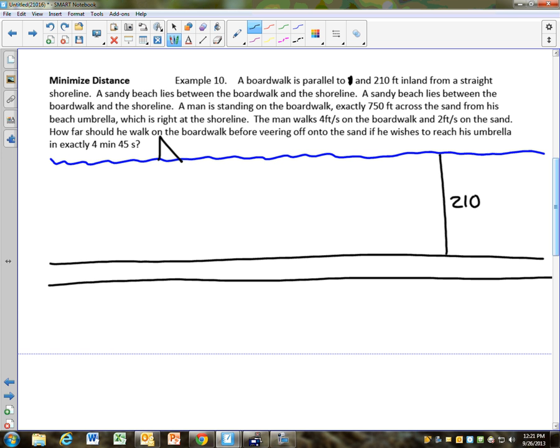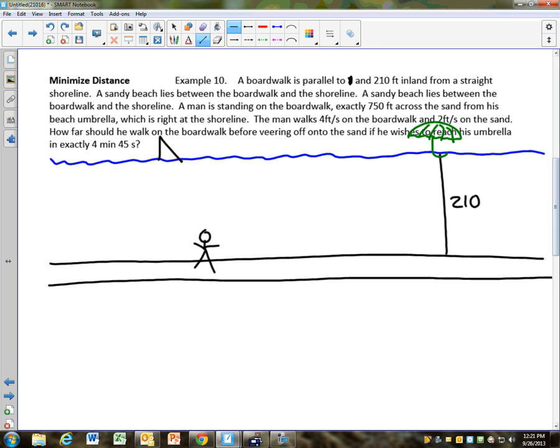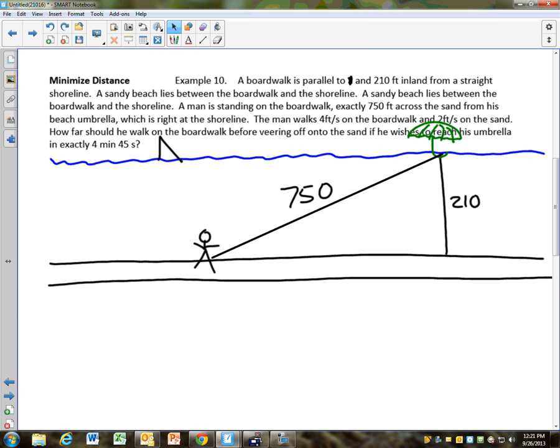A sandy beach lies between the boardwalk and the shoreline. So this is sandy beach. A man is standing on the boardwalk. He's exactly 750 feet across the sand from his beach umbrella, which is right at the shoreline. So he's got this umbrella right here, and he is 750 feet from that. I think this problem is basically straight from the book. That's the diagram that they give you in the book, basically.